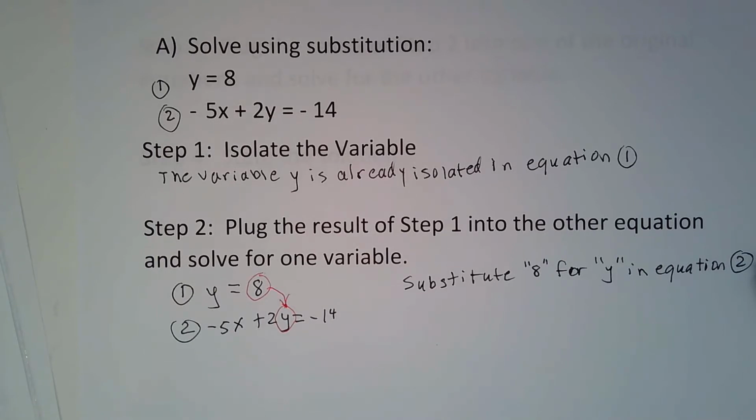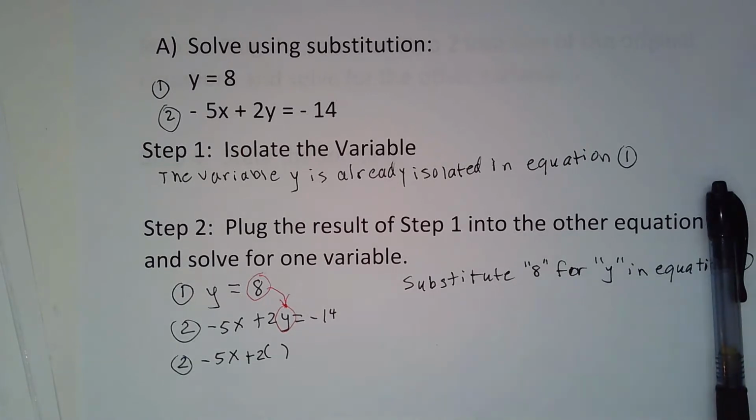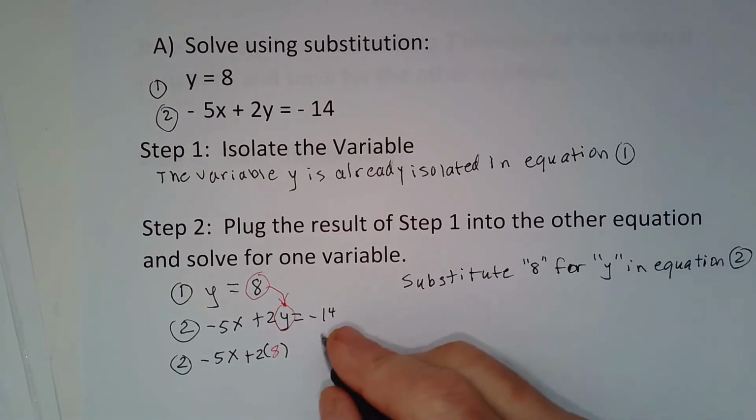So let me rewrite that equation 2. So equation 2 rewritten, that's negative 5x plus 2 times, and then in this case it's going to be 8 because we're putting 8 in for y, and that equals negative 14.